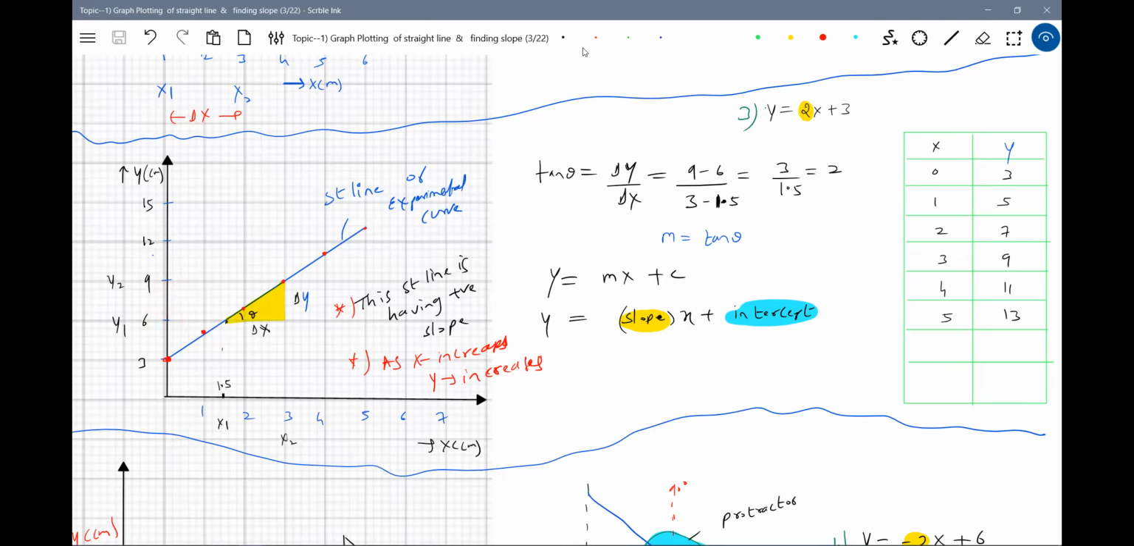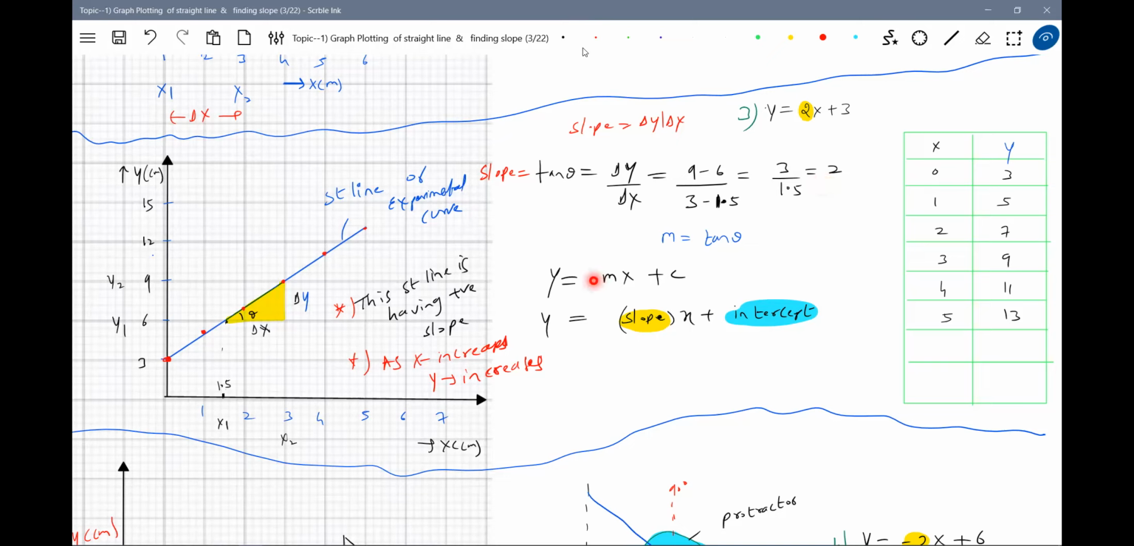So let me define how you define tan theta: delta y by delta x, opposite by adjacent. So this will be 9 minus 6 by 3 minus 1.5. Solving this, we will get 2. So this is what I should call the slope. What we have calculated is the slope, which you write as delta y by delta x only. When you solved it, how much did you get? Plus 2.